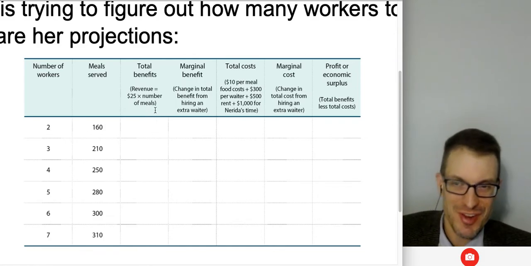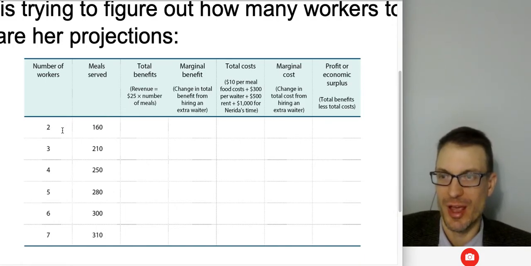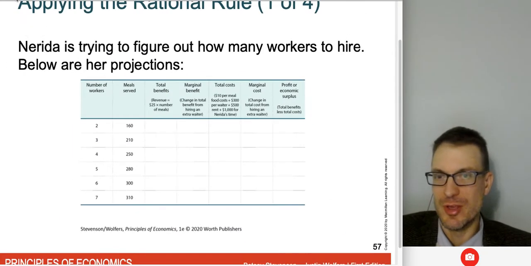The marginal benefit is the additional contribution, the value of these 50 meals that I get when I hire one more worker. So it's going to be the 50 times 25. So let me go and actually just fill out this table.